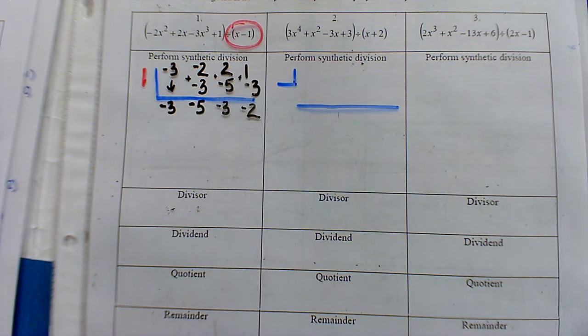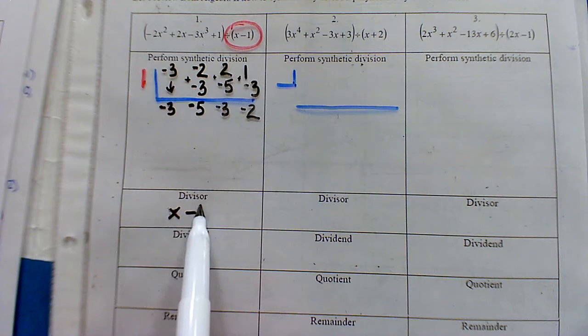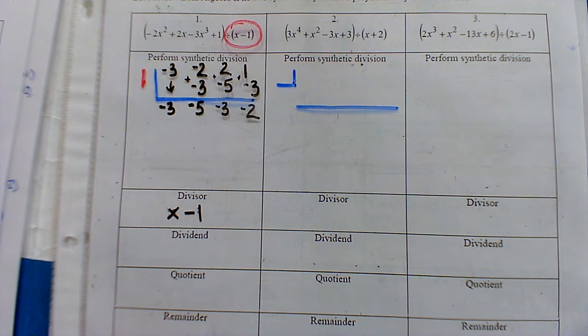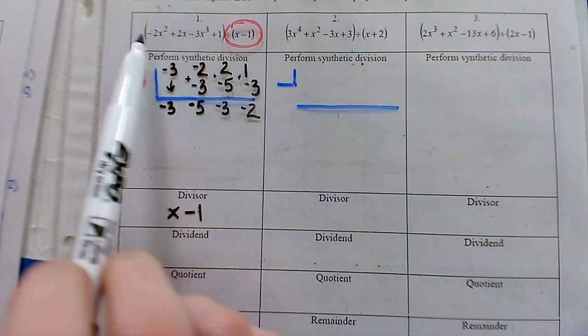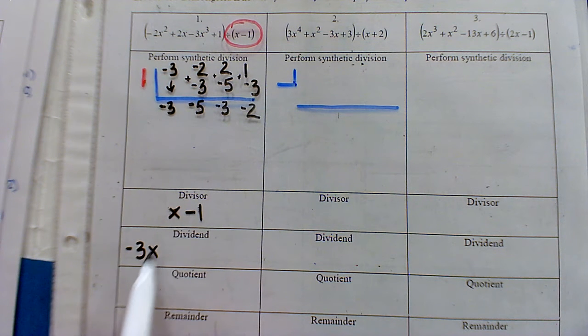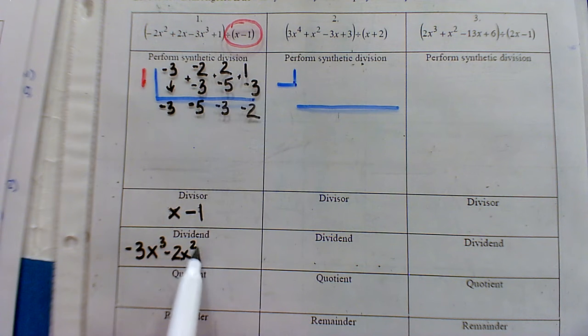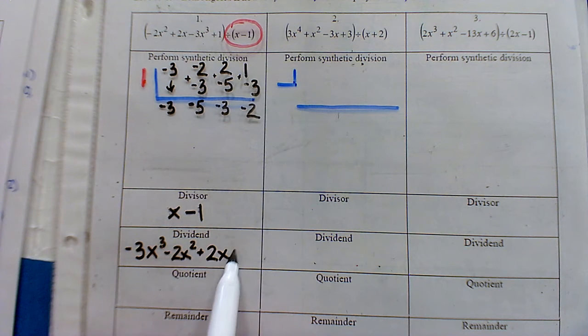Okay, so in terms of division and properly naming these different parts, the x minus 1 is considered your divisor. That's what you're dividing by. Your larger polynomial is considered the dividend. Maybe we'll write that in standard form. So make sure the highest power comes first, and then you progress down from there.